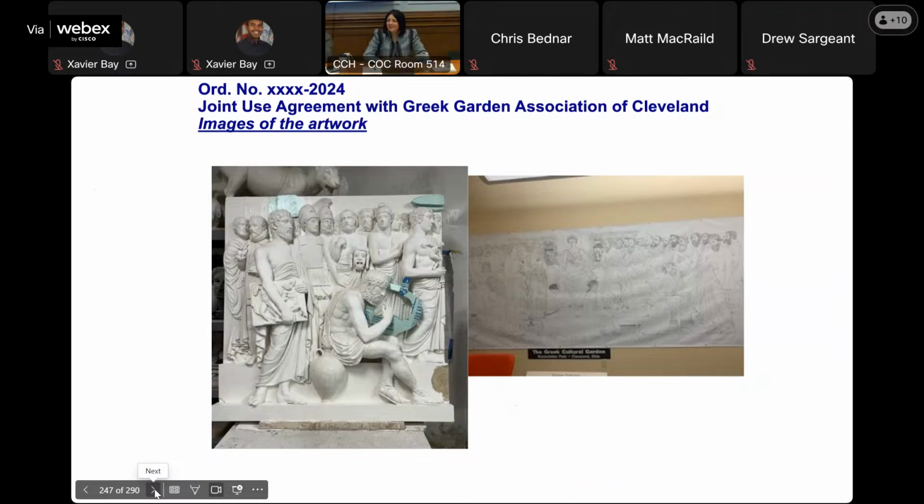Great project. Congratulations. Can't wait to see it. I live in the area, so I walk there all the time. Can't wait to see it. Thank you very much.